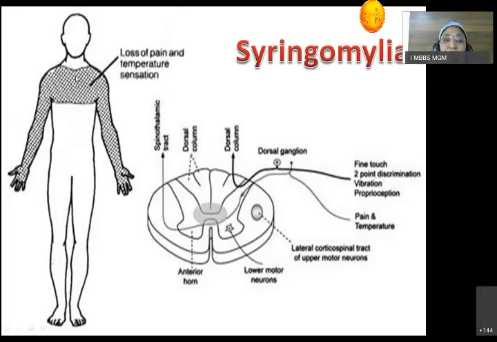Actually, the manifestations will depend upon the size and site of the lesion. In case of females, we can generally see that they will have a lot of burn injuries over their hands because they are not aware of the burn, as they have lost pain and temperature sensation. So if a lady is coming to your OPD with a lot of burns and she is not aware of pain and temperature, then the spot diagnosis should be syringomyelia.